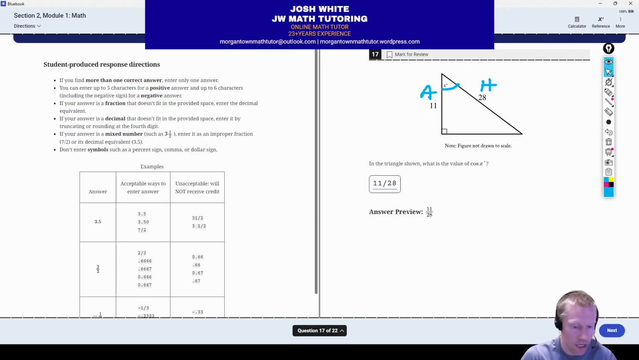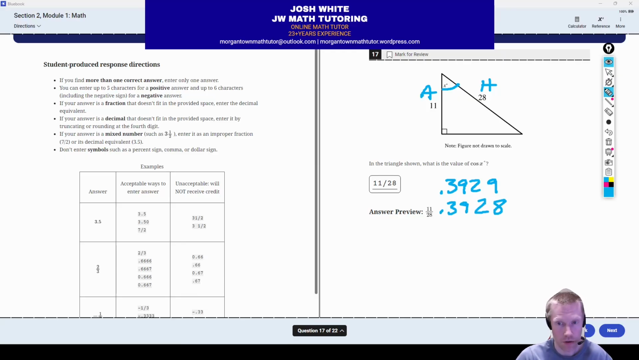Note you could also technically enter the equivalent decimal form, which is 0.3929, or 0.3928 if you truncate, 0.3929 if you round. So those would be acceptable correct answers as well.